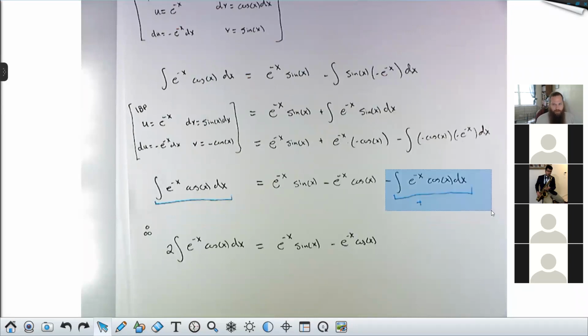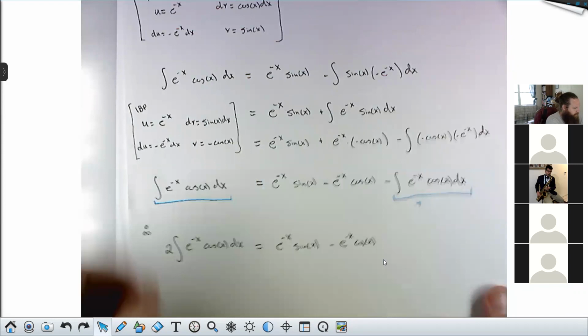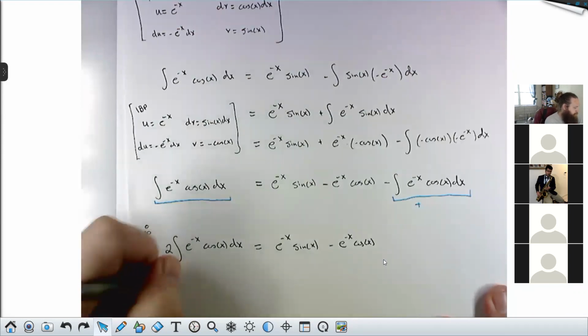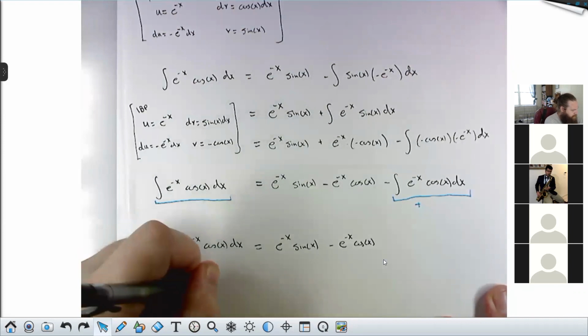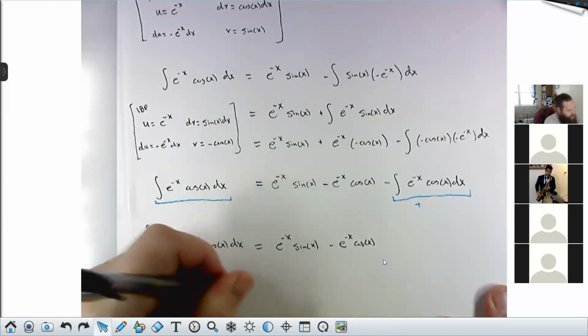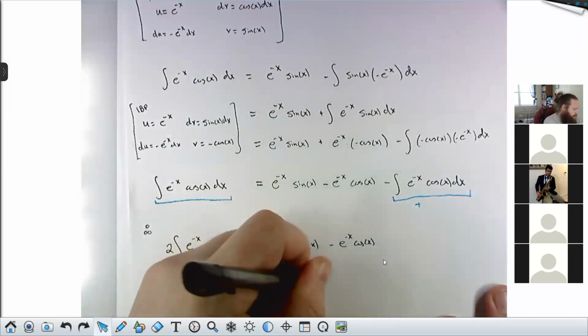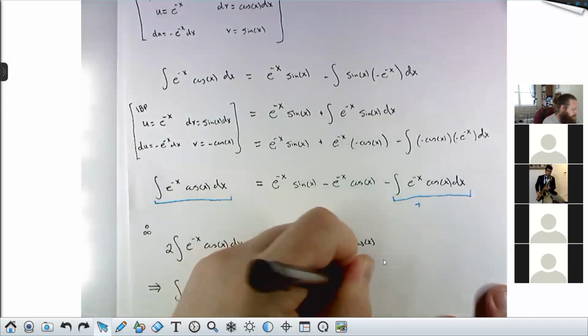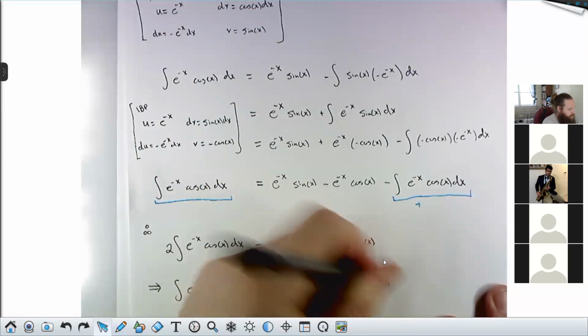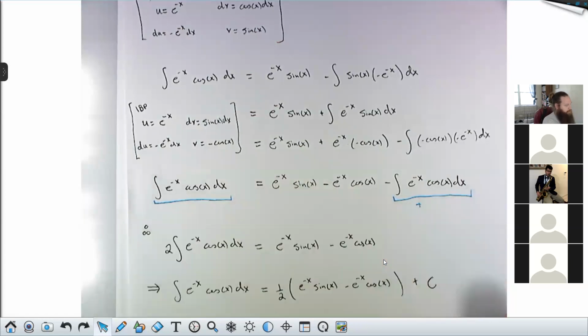I'm just adding this piece to both sides. So over here, it goes away. Over here, I have this thing plus itself, which is 2 of that thing. And on the right-hand side, these pieces just come along for the ride. Now divide both sides by 2. And at some point, we have to write the plus C.